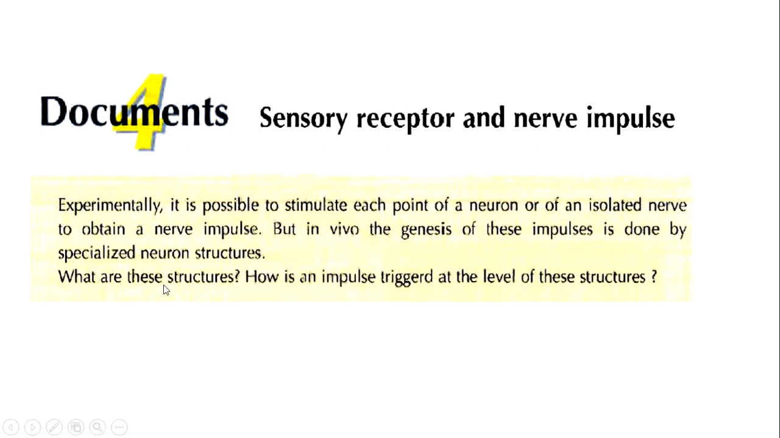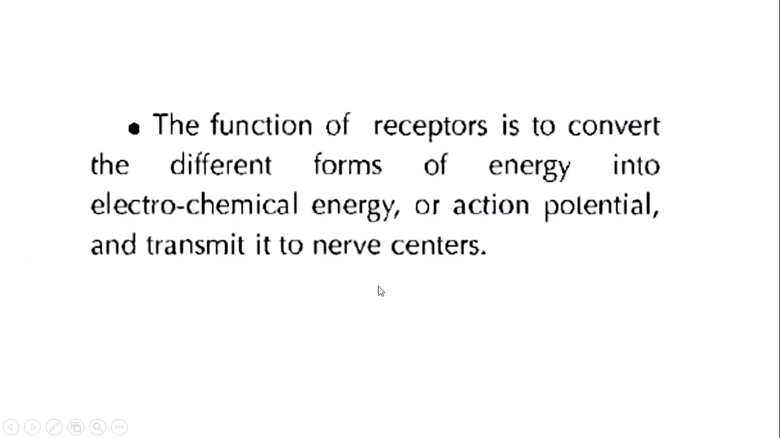So what are these structures and how is an impulse triggered at the level of these structures? So first of all, with the definition, the function of sensory receptors is to convert the different forms of energy into electrochemical energy or action potentials and transmit them to the nerve centers.